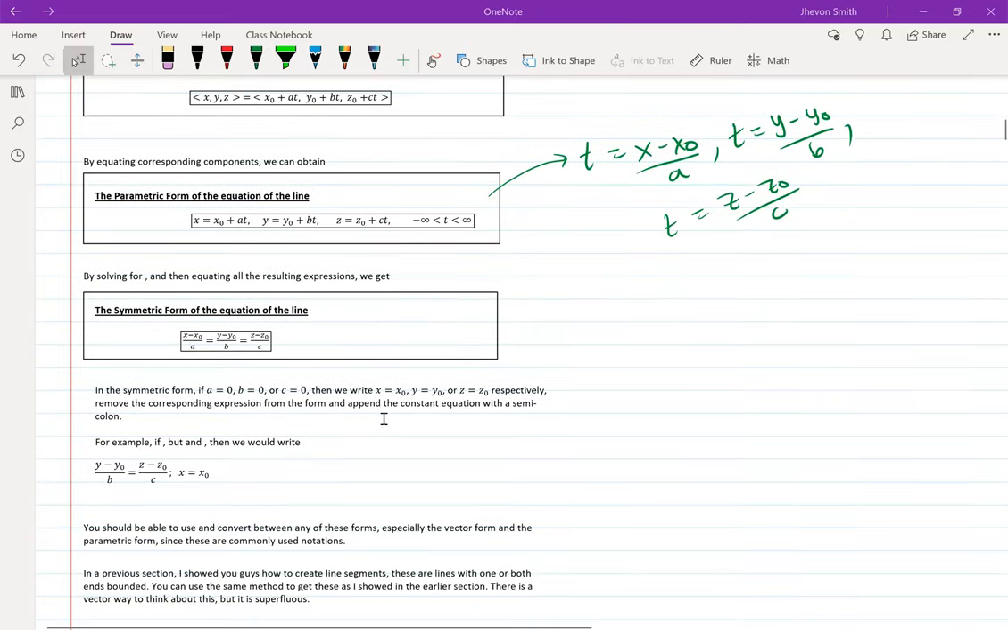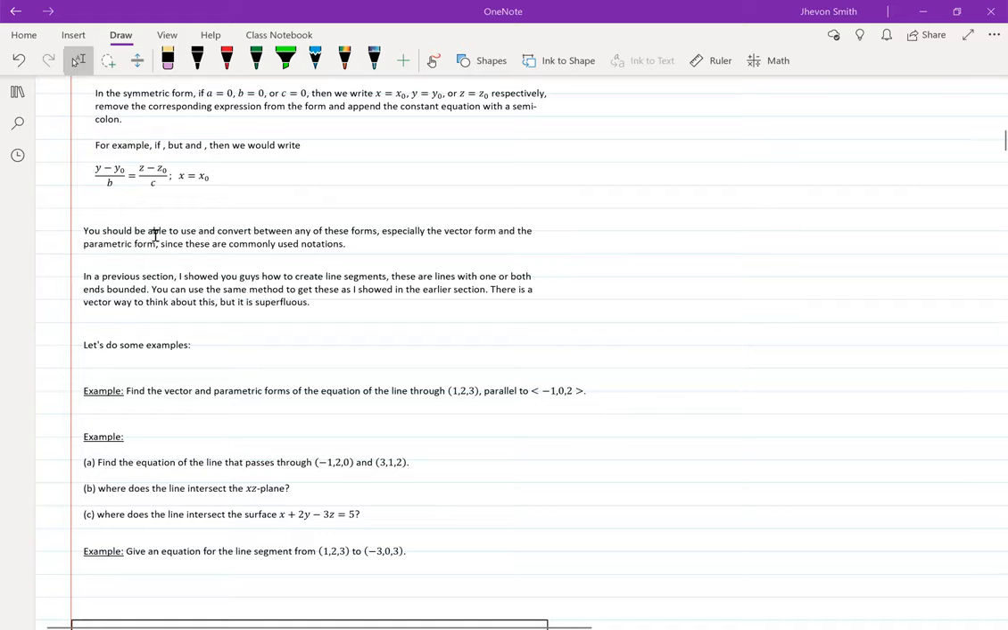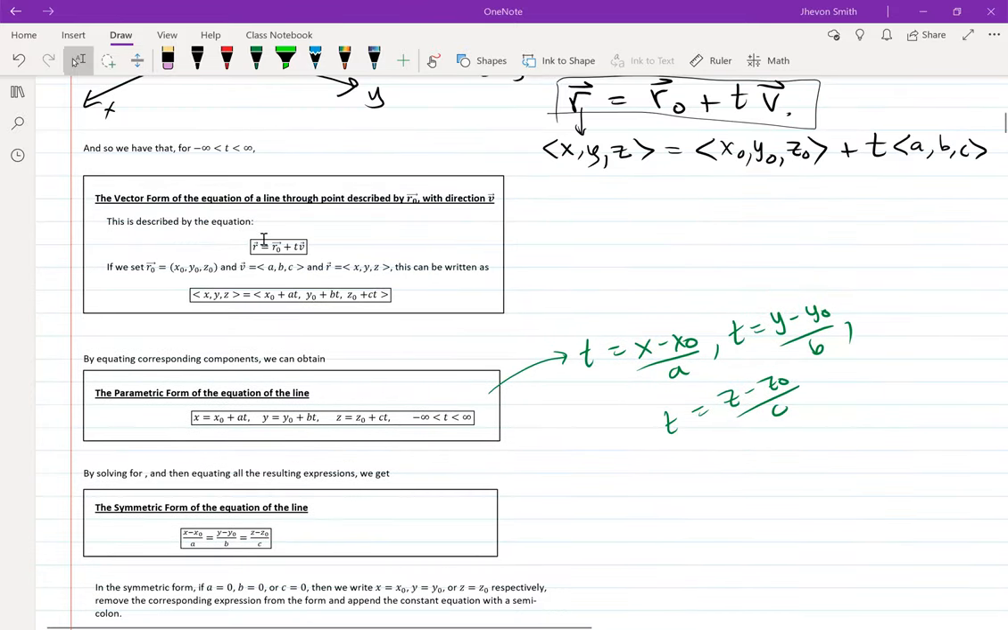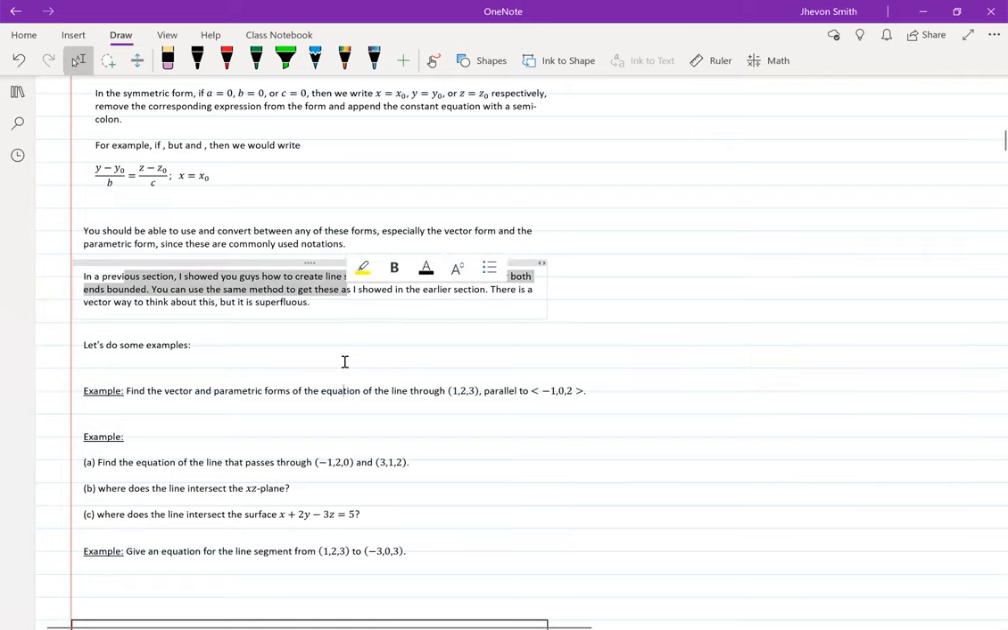All right, so moving on. One thing I can say about these, this one is not very common, but you should be able to convert between any of these equations at any given time. I also spoke about how to create line segments, I want to say two lectures ago, when we did parametric equations, so I'm not going to go over that. We're just going to jump into some examples.